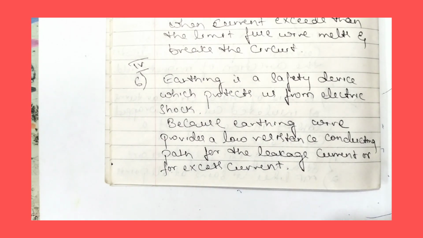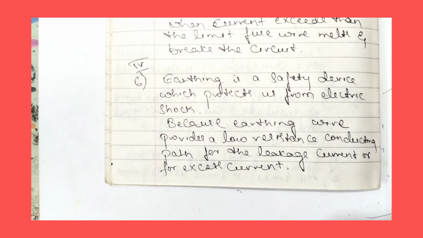So this is how the earthing wire will protect. If any leakage is there or any excess current flows, it will create a path. It will provide a low resistance conducting path for the leakage current, and hence the leakage current will move into the earth and it will protect us from electrical shock.